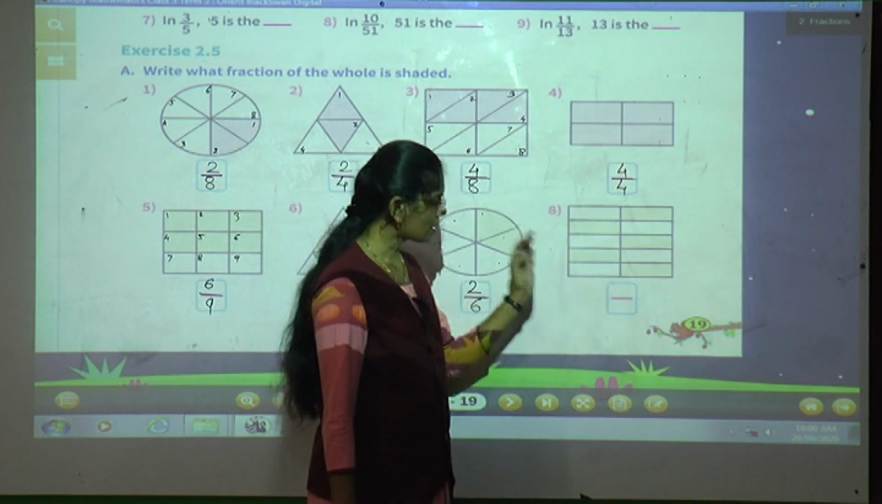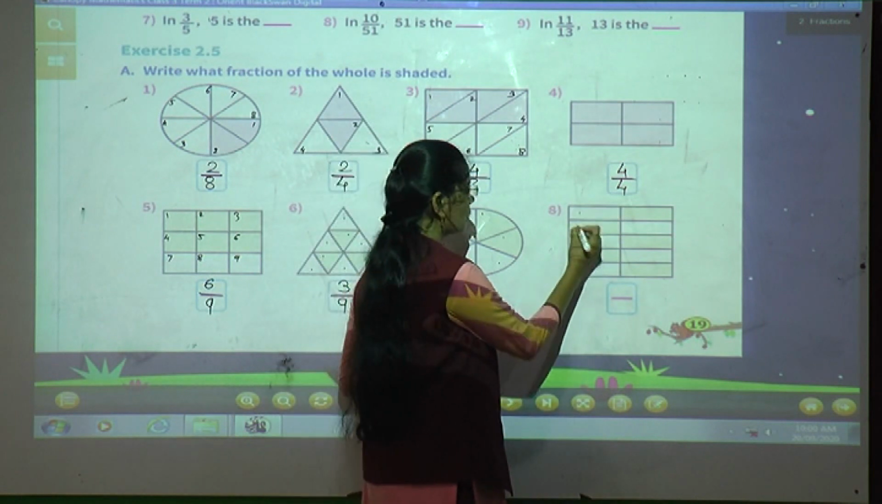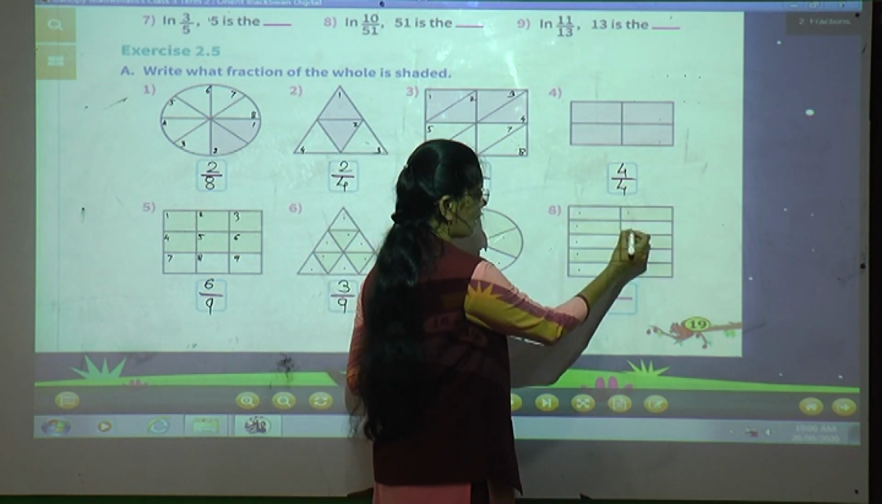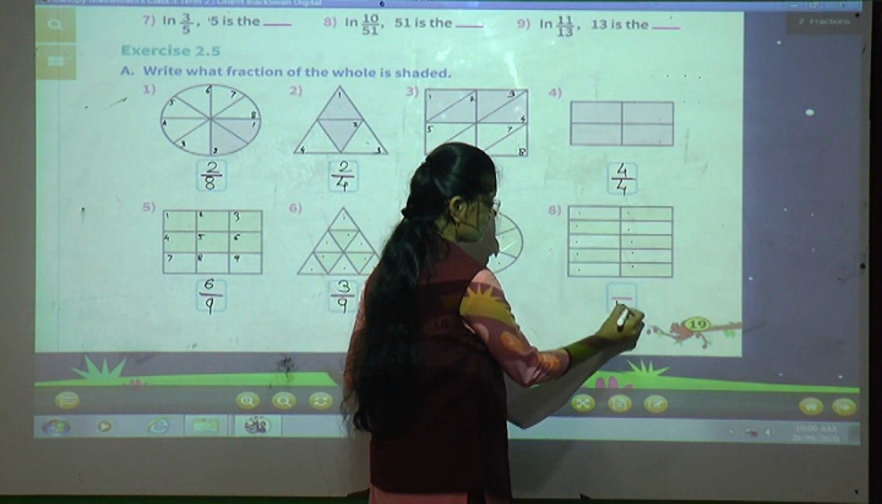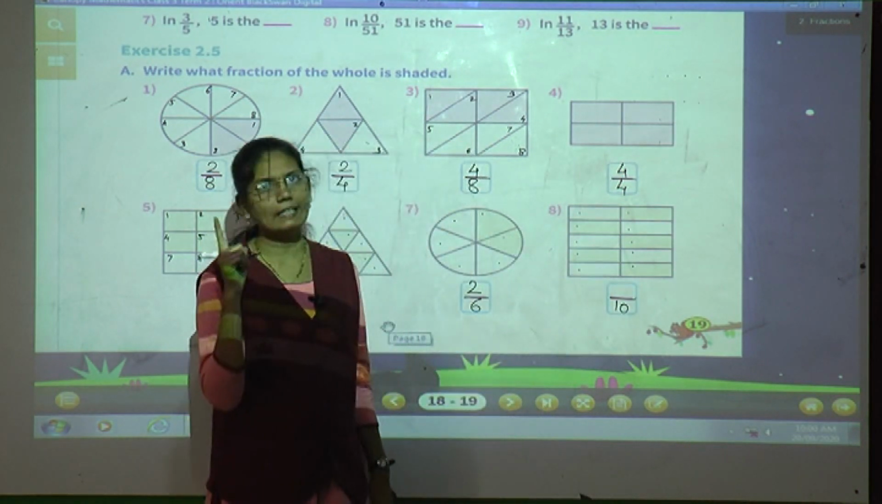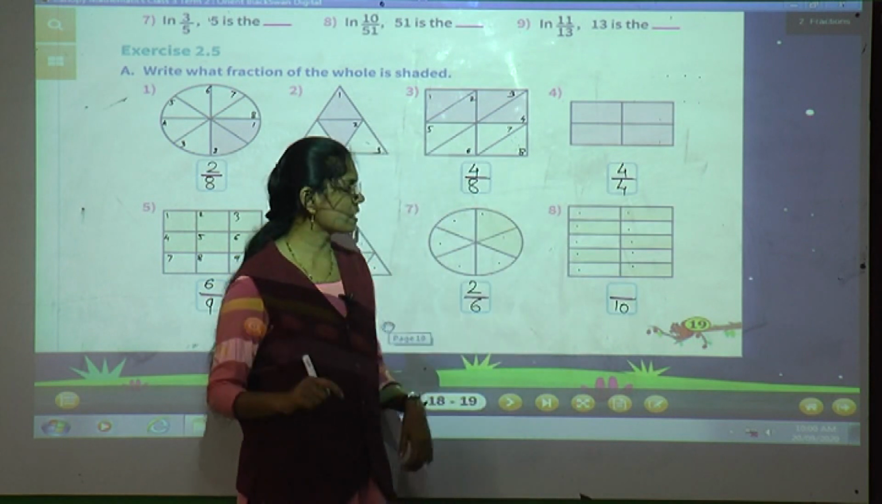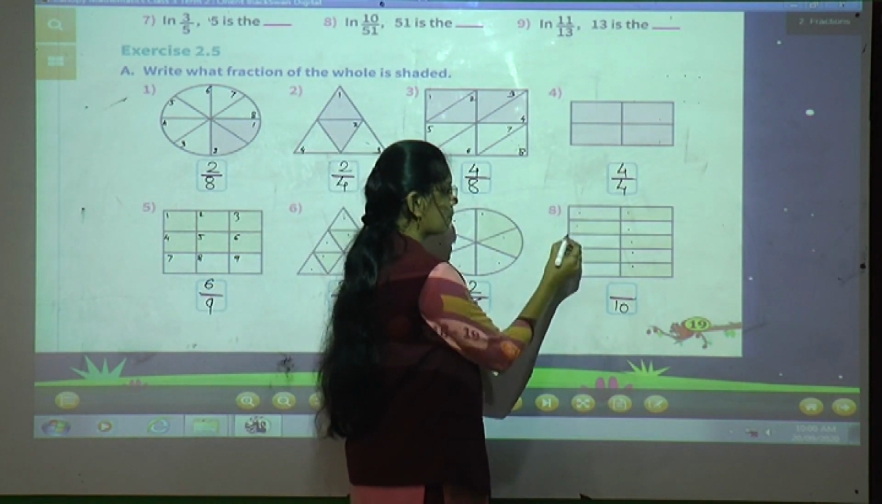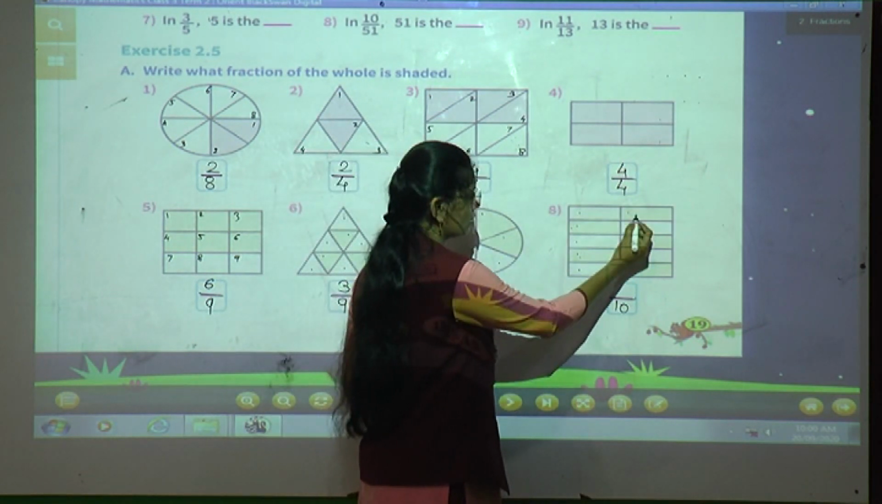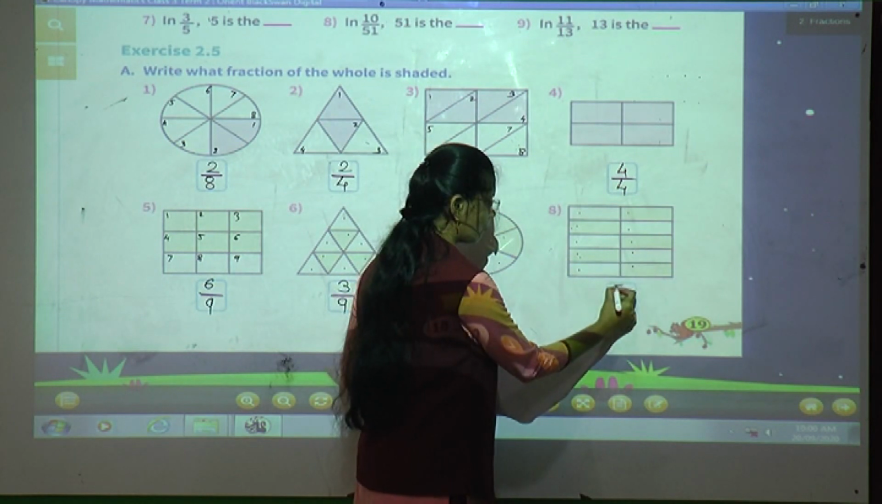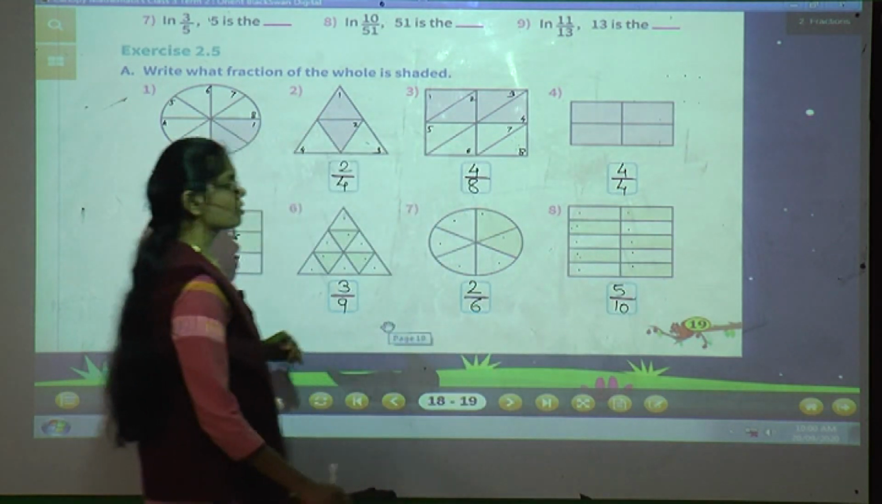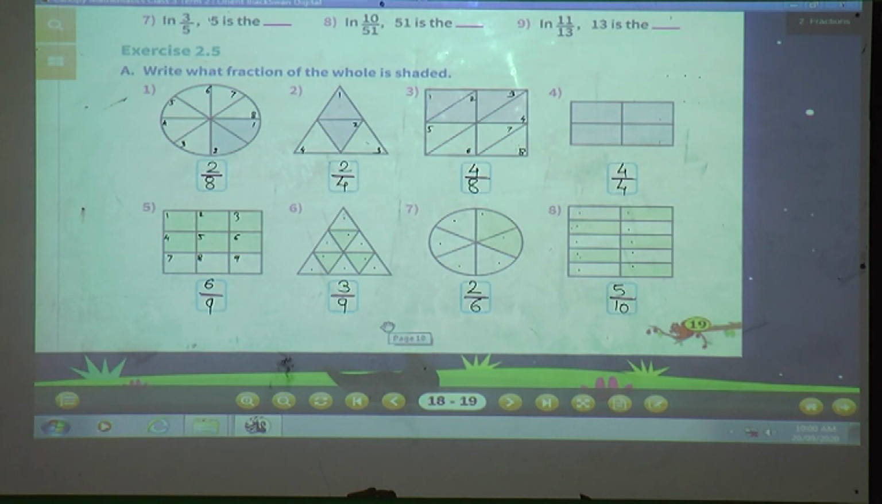Now see this last example. Count all the parts. How many parts are there? 1, 2, 3, 4, 5, 6, 7, 8, 9, 10. This whole is divided into 10 equal parts. Now out of that 10 parts, how many parts are shaded? Count only shaded parts now. 1, 2, 3, 4, 5. 5 parts are shaded. So fraction is 5 by 10. Okay, what is the fraction? 5 by 10. Clear this?